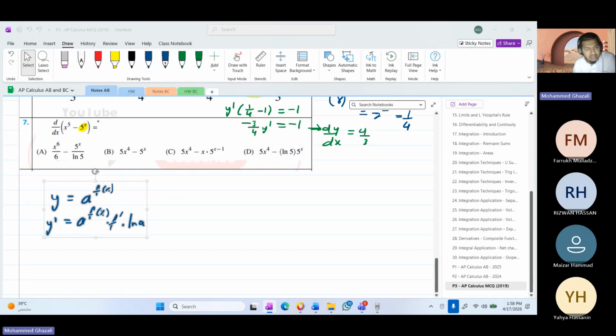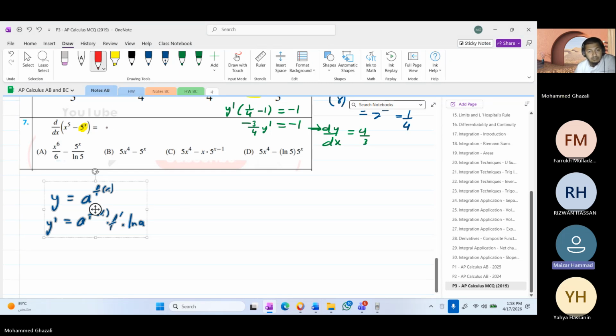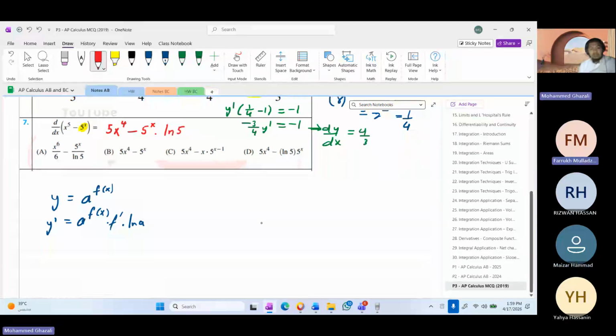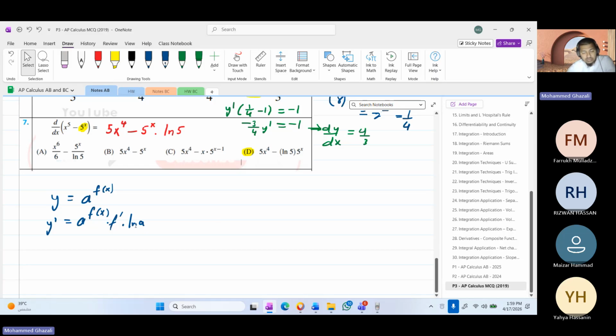Now, let's differentiate this. We don't have a problem differentiating x to the power 5. That's easy basic knowledge. What's the answer? 5x to the power 4. Good. And what's the derivative of 5 to the power x? 5 to the power x, I just did the rule here, times the derivative of x, which is 1. I'm not going to write it. Times ln 5. Good. Very good. Excellent, guys. Make sure you know the rules.